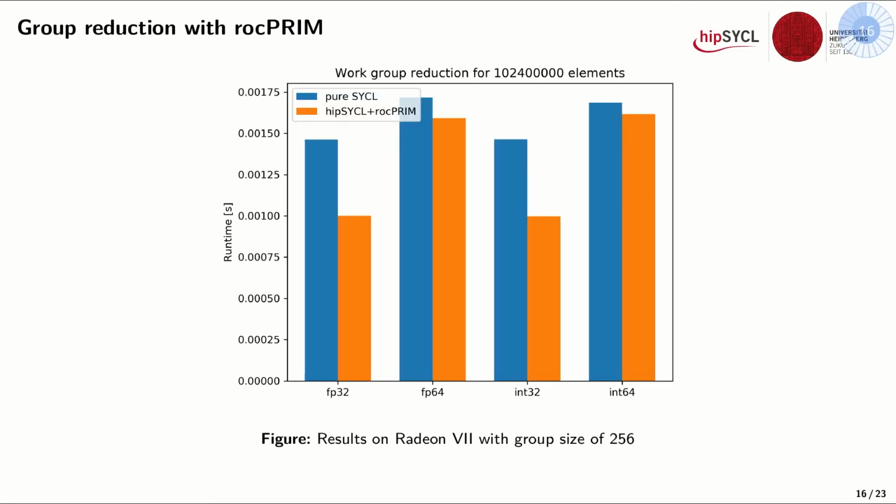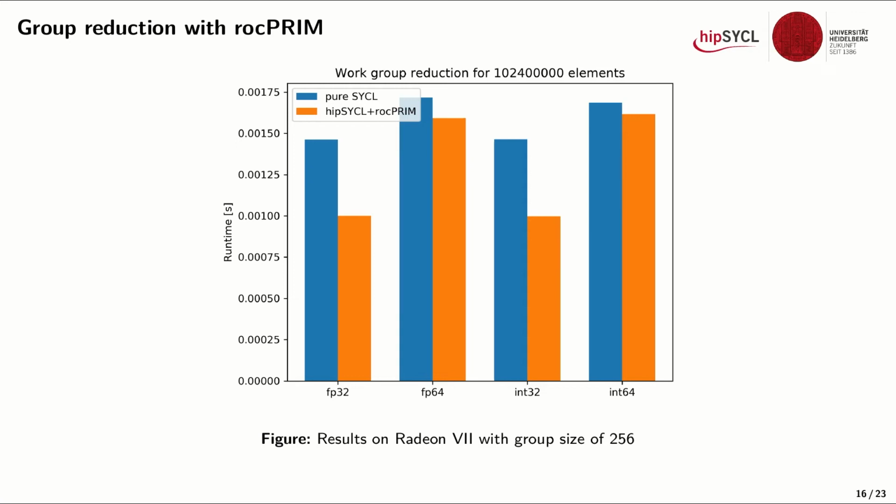And this is what you get with this approach. So you can see that especially for the 32-bit data types, 32-bit single precision floating points and 32-bit ints, you get significant speed up by using rocPRIM on a Radeon 7. And this is of course not because pure hipSYCL is slow. I've shown you in the previous test that it achieves performance on a comparable level with pure hip or pure CUDA.